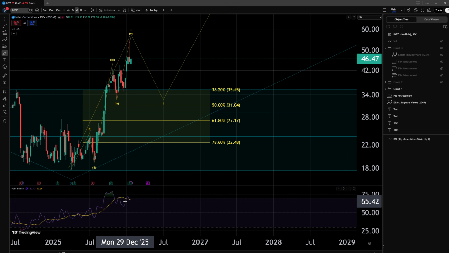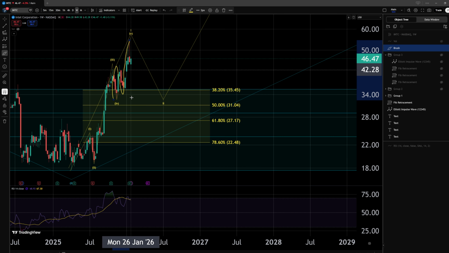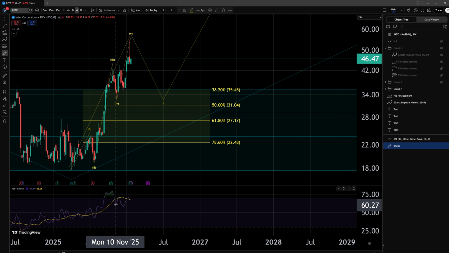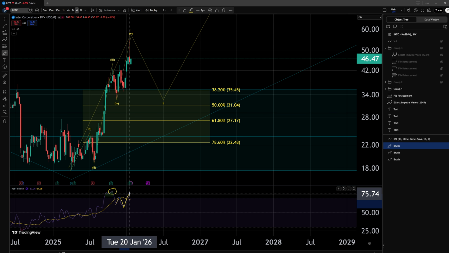This is common within an ABC pattern to form, yeah? Within the wave A, we see a lower high compared to the third wave top. We see a wave B retracement. Within the wave C, we see usually a slightly higher high compared to the wave A, but still below the wave 3. This is suggesting to us that this pattern is complete and doesn't need any additional extensions higher.